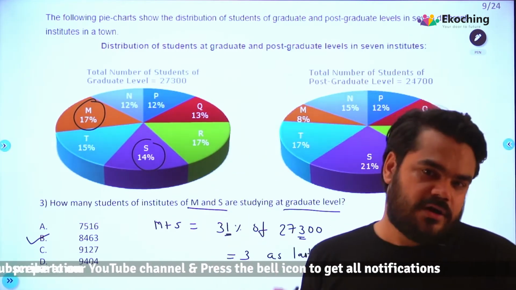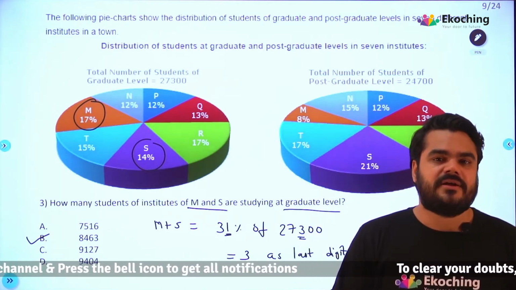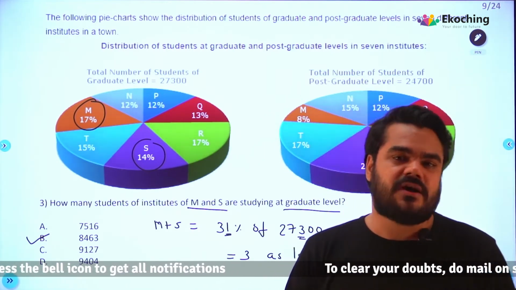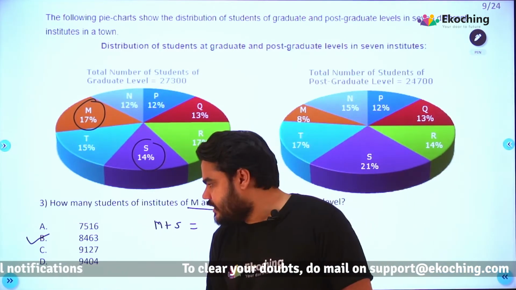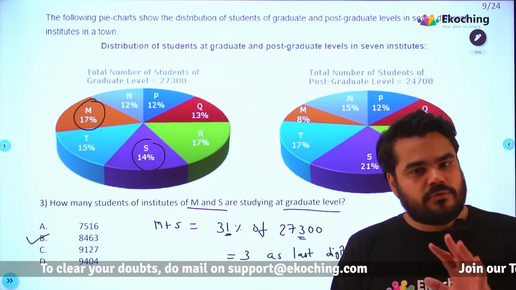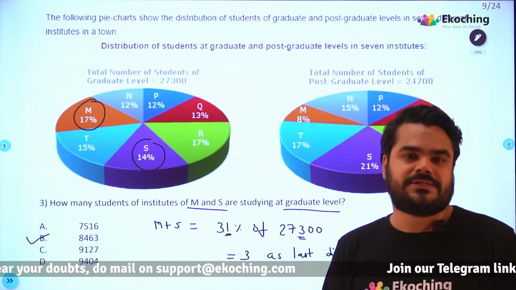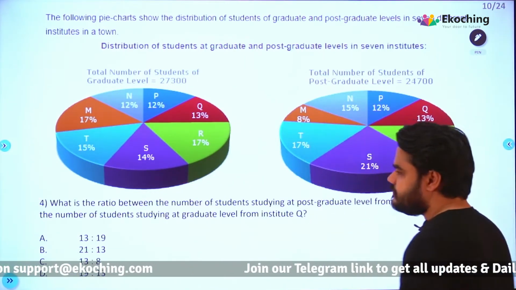No matter how difficult the question is, there might be a scope of applying this method, and it might just give you the answer. It might just save a couple of minutes, right? So unit digit is 3. There is only one option, 8463. Option B is the correct answer, and I'm sure by now about half of you are solving the question this way, right? Okay, let's go to the next question.